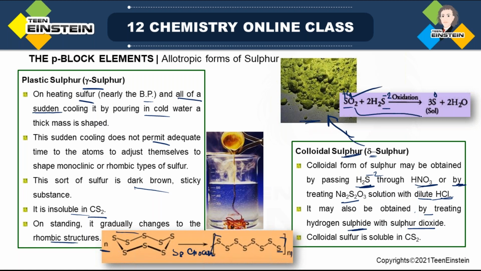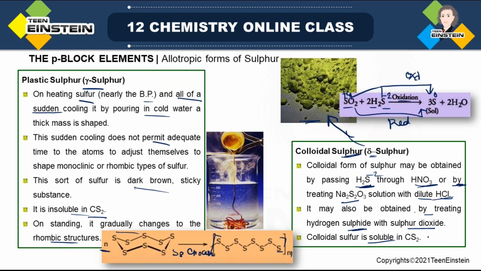So with respect to S in SO2, this is actually gain of electron, so this is reduction, but in terms of H2S, it is actually oxidation. So here the oxidation that is written is basically with respect to H2S. Okay, so these are the different methods by which you can make it. And here if we see the solubility, it is soluble in CS2.